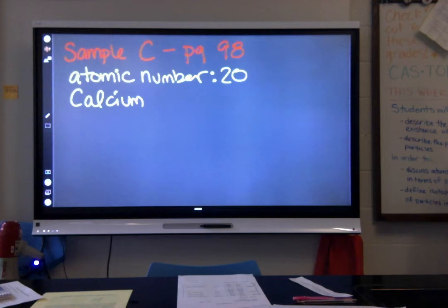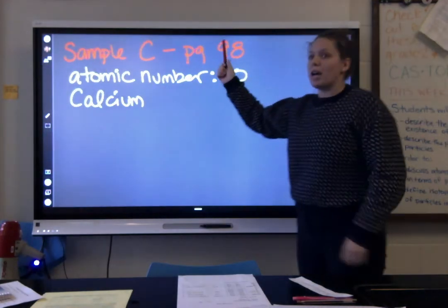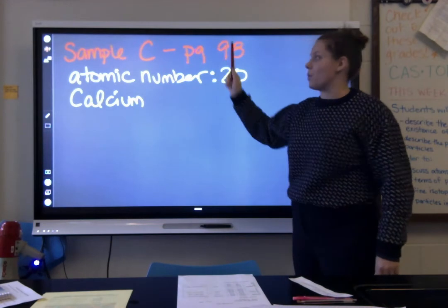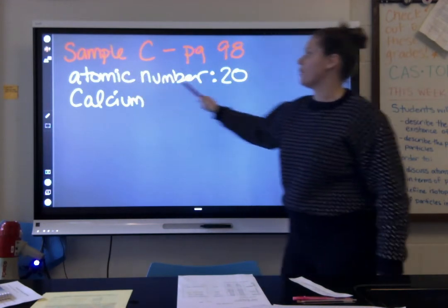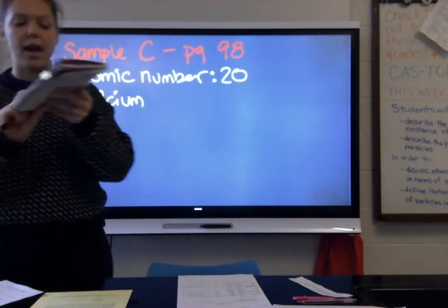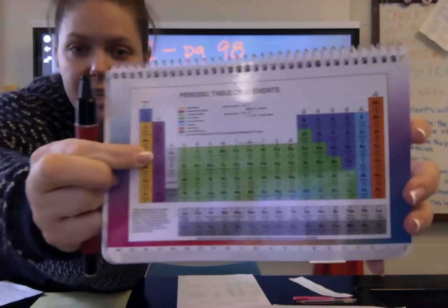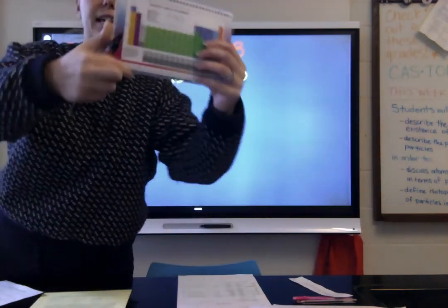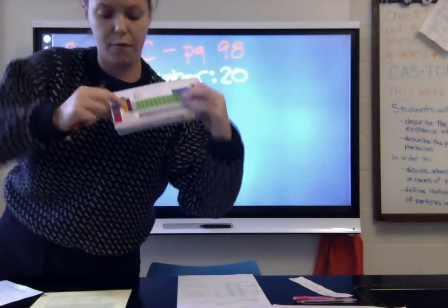All right. So at the bottom of page 98, they're asking us to write the electron configuration for atomic number 20. We were able to identify that the element with atomic number 20 is calcium. It's in our second column in our fourth row.